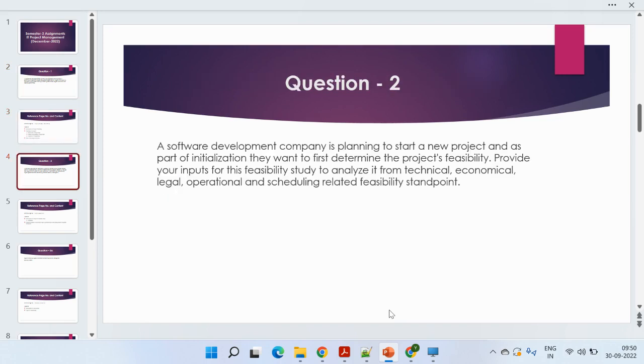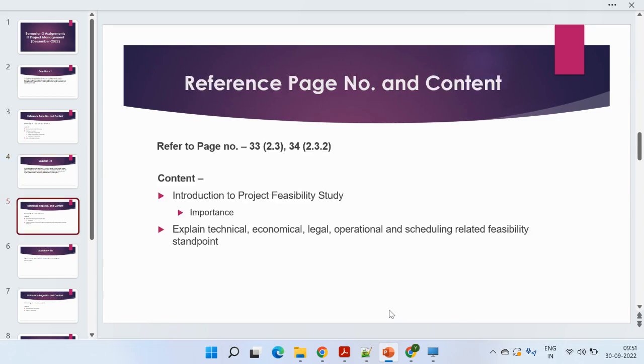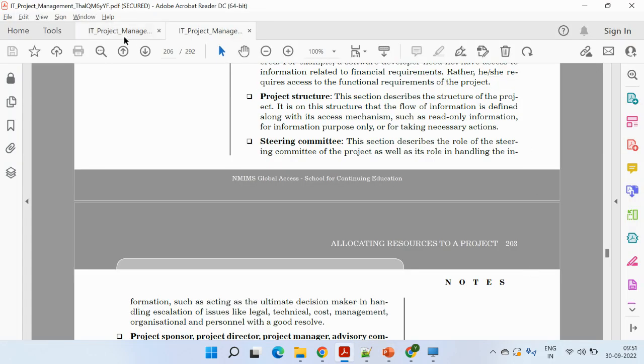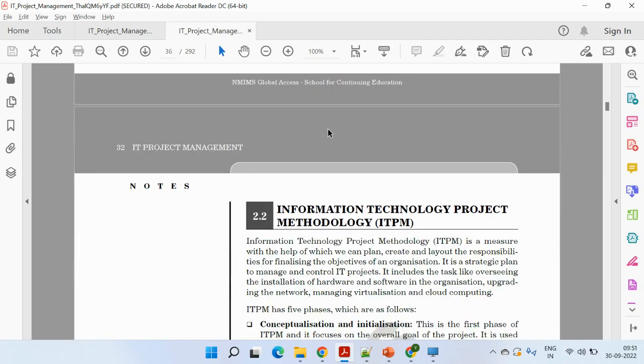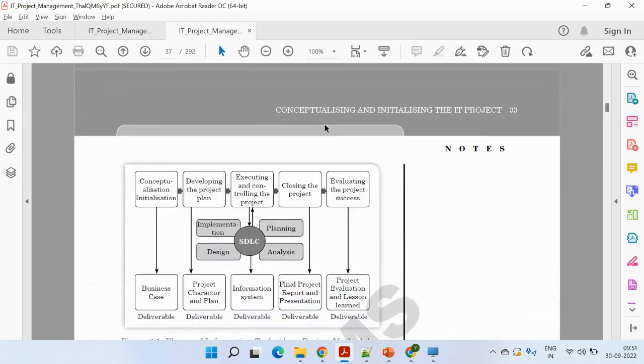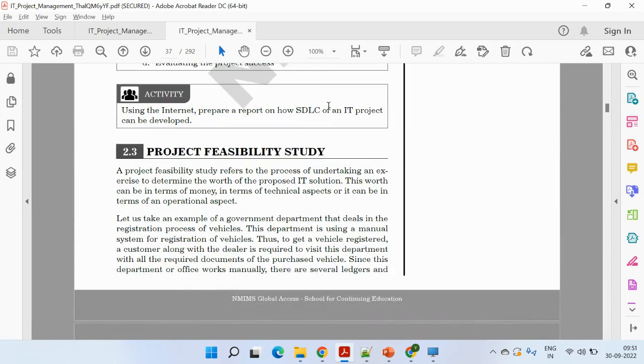Going to the second question: a software development company is planning to start a new project, and as a part of initialization, they first want to determine the project feasibility. Provide inputs in the feasibility study to analyze the technical, economical, legal, operational and scheduling feasibility standpoints. It's a pretty straightforward question. You just need to specify everything about the feasibility study. Going to page number 33, if I'm not wrong, yes, it's all about the project feasibility study.